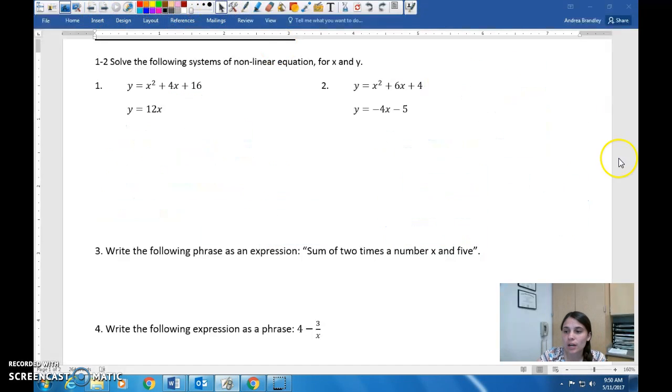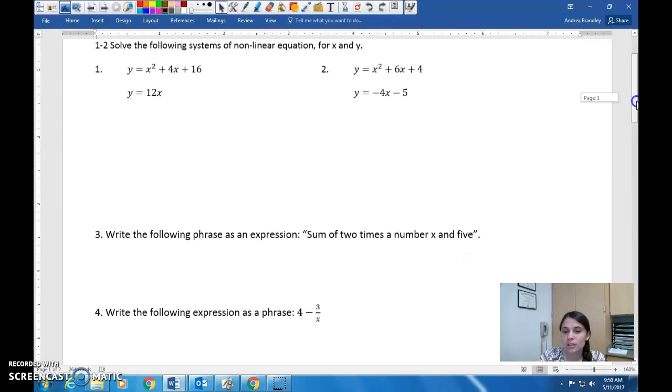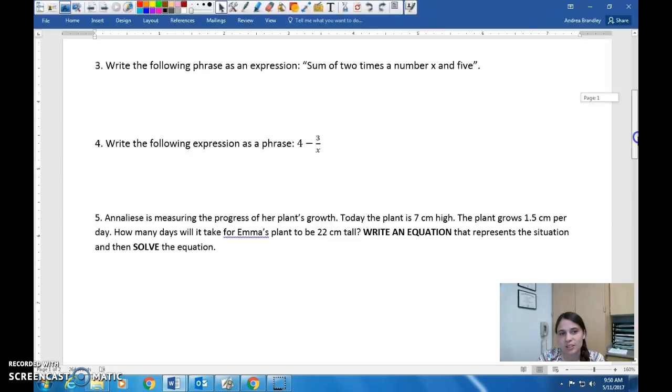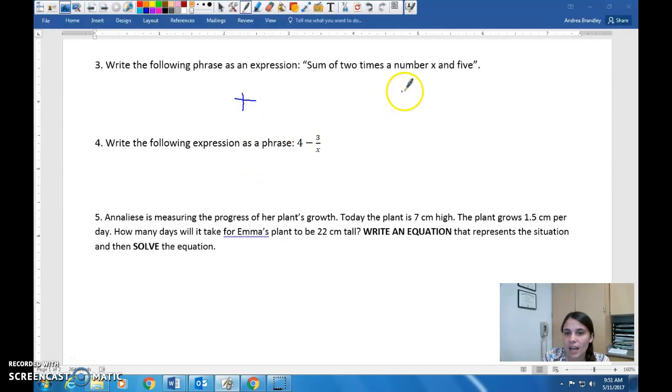Numbers 3 and 4 deal with writing expressions in words as mathematical expressions, and expressions that are already in words as mathematical expressions. So we're starting with writing the following phrase: the sum of 2 times a number x and 5. So if I start at the very beginning, the sum, well, I know that is addition, so I know I'm going to have addition in here. And it's the sum of this and this.